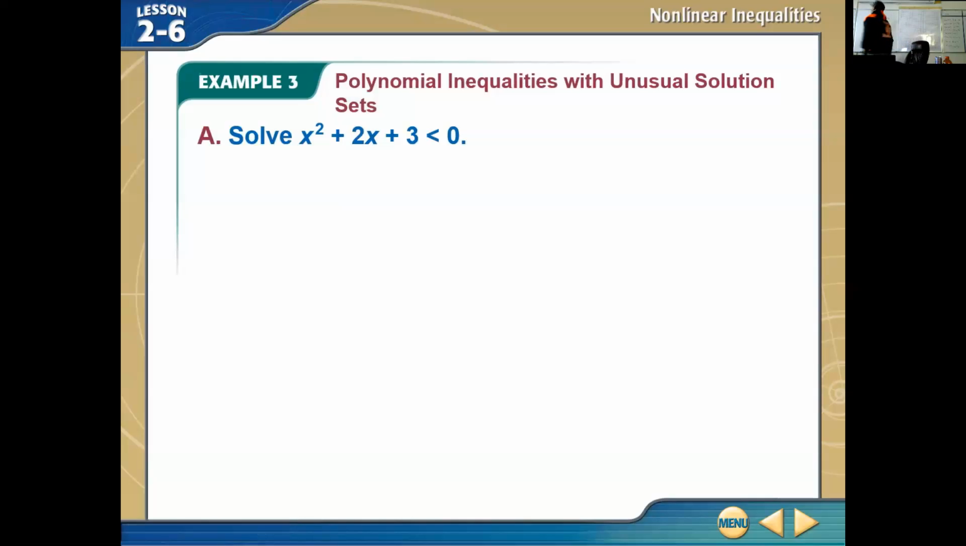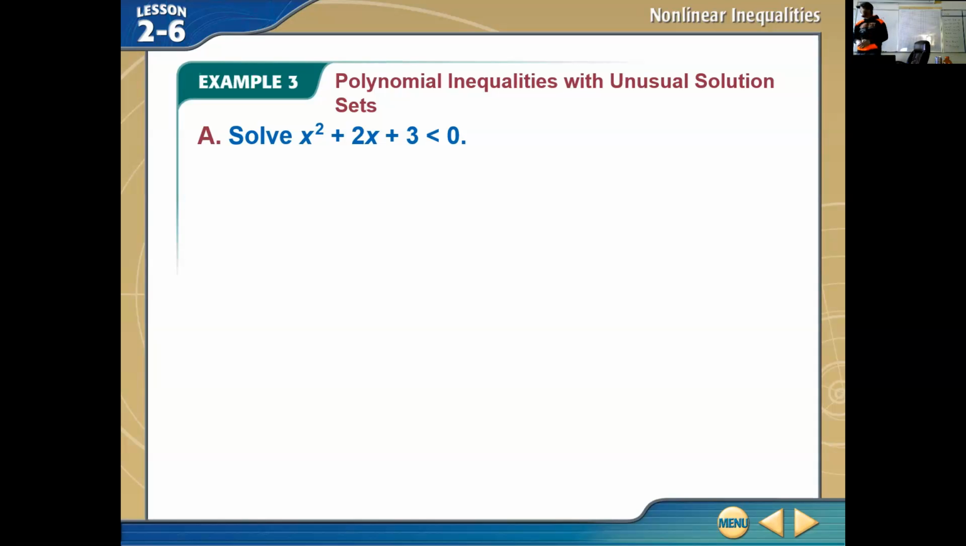Okay. So polynomial inequalities with an unusual solution. Because they're not always going to be clear. They try to throw you a couple curveballs as well. So we're dealing with x squared plus 2x plus 3. And where is that less than 0?